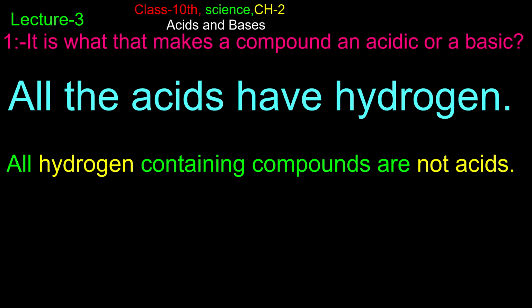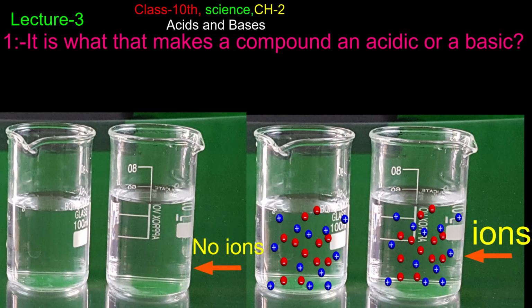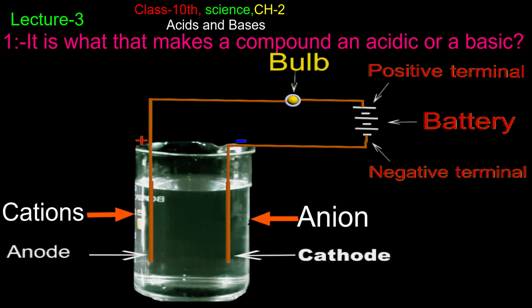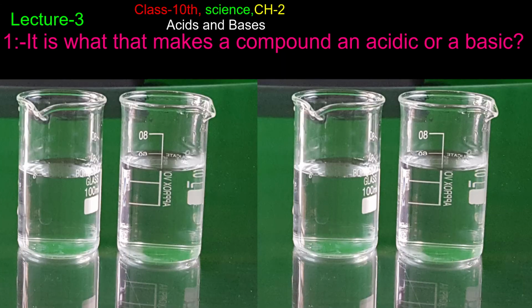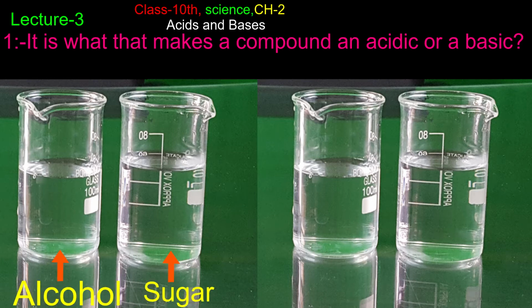We perform an activity to find out which hydrogen containing compounds are acids and which are not. You know that electric current is flow of charges. In liquids and gaseous state, charged atoms or ions conduct electricity and not the electrons, as it happens in metal conductors. Here I have taken aqueous solutions of alcohol, sugar, hydrochloric acid and sulfuric acid.